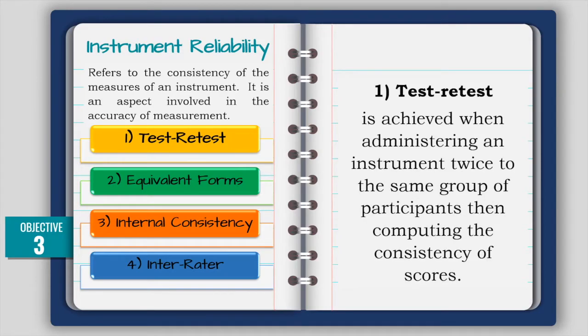Test and retest. This is achieved when administering an instrument twice to the same group of participants, then computing the consistency of scores. It is often ideal to conduct a retest after a short period of time, say for example, after 2 weeks, in order to record a higher correlation between the variables tested in the study.